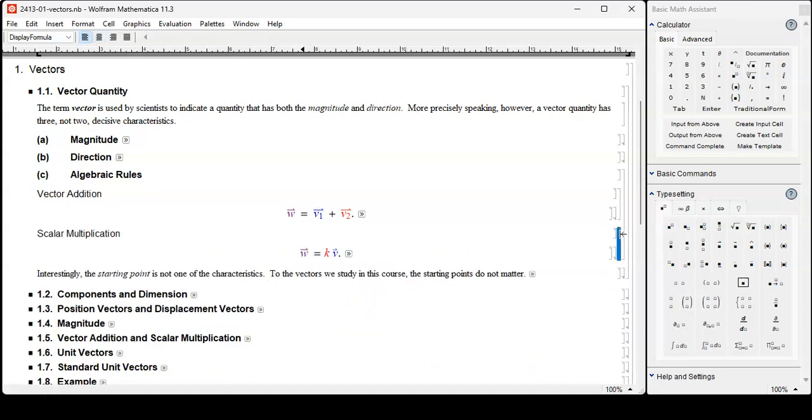That's for vector addition, and another operation that you have to know is scalar multiplication. Now, what is a scalar? A scalar is a quantity that has only the magnitude, no direction, just magnitude.